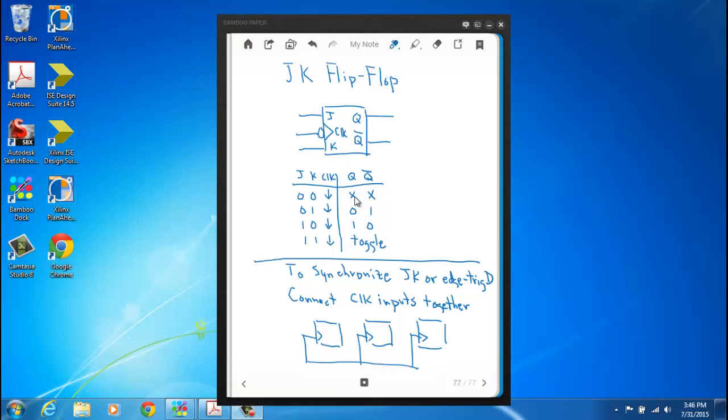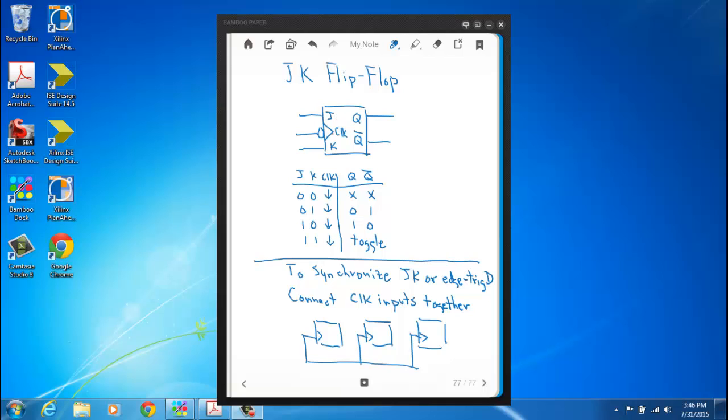Okay, here we look at a JK flip-flop. The JK flip-flop is the most sophisticated of all the flip-flops that we cover in this class. Here is the symbol for a JK flip-flop, and you can see that it's negative edge. It's got a bubble on the clock input.